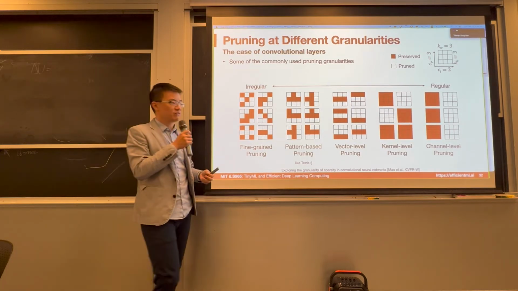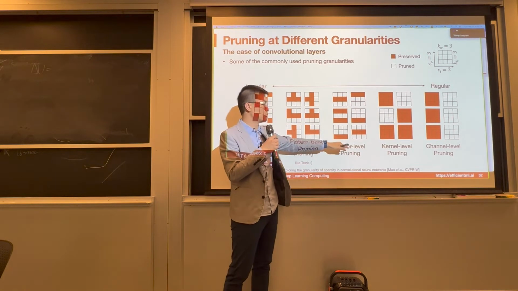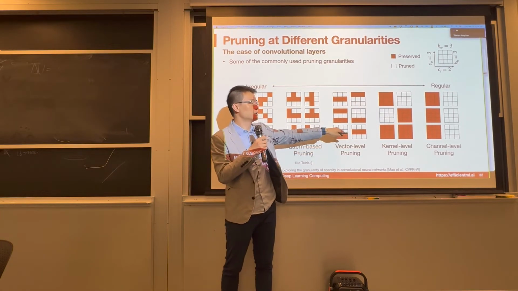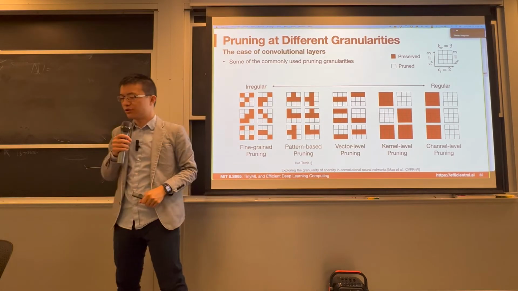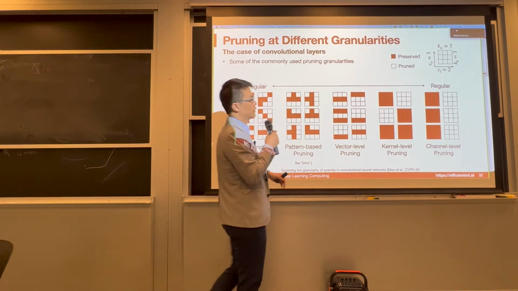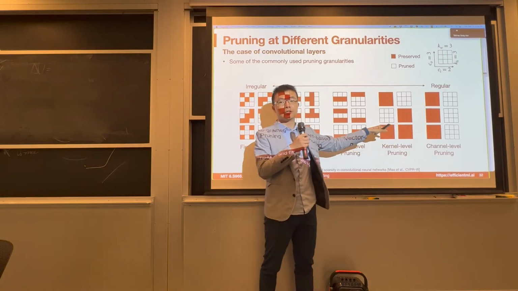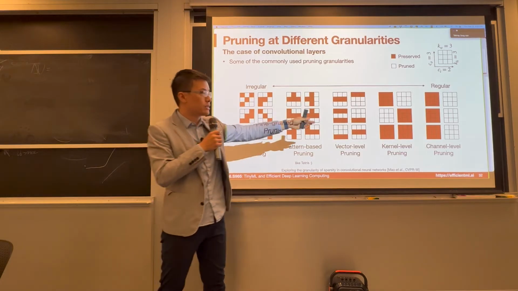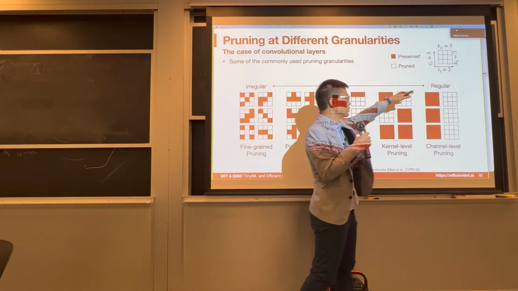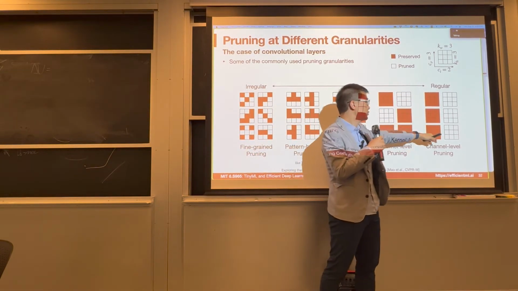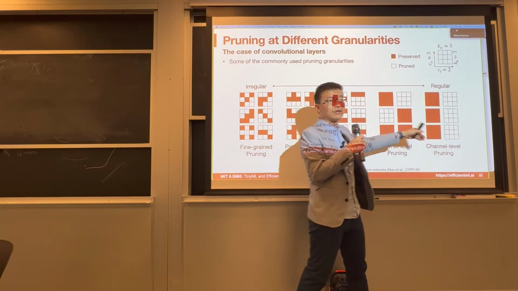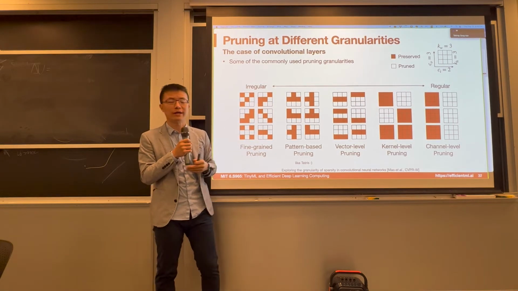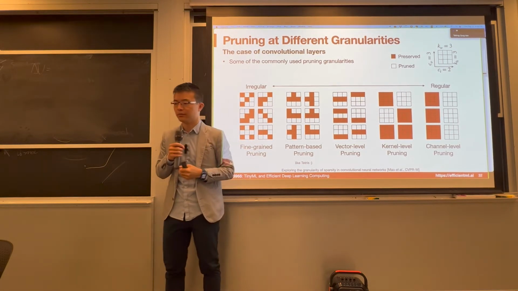We can also have vector-level pruning, where we either prune the entire 3 by 1 kernel, or we keep it. Next, we have kernel-level pruning, where for this entire 3 by 3 kernel, we can either keep it or prune it. On the right-hand side is the other extreme case, channel pruning, where we prune away the entire channel. So this CI becomes 1 rather than the originally 2 channels in the input.